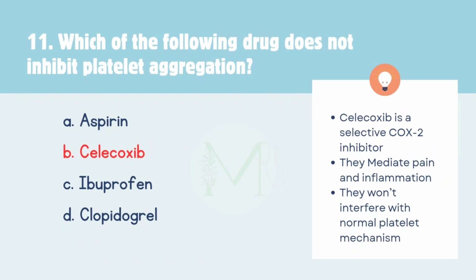Ibuprofen is a non-selective NSAID that inhibits both COX-1 and COX-2. And it can inhibit platelet aggregation although it is reversible, unlike aspirin. Clopidogrel is an antiplatelet agent that inhibits P2Y12 ADP receptor on platelets, preventing platelet aggregation. Therefore, it does inhibit platelet aggregation. So, celecoxib is the only drug in this list that does not inhibit platelet aggregation, as it selectively inhibits COX-2 and has minimal effect on COX-1 enzyme responsible for platelet aggregation.